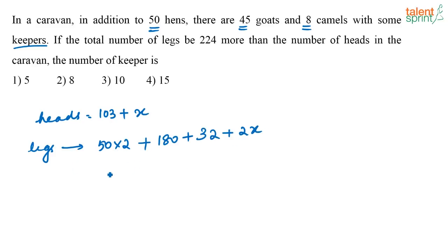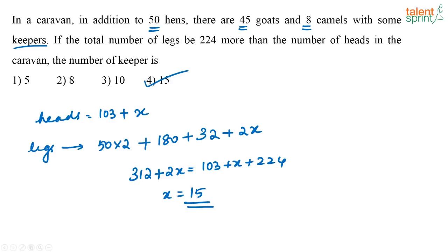So the total number of legs is 100 plus 180 plus 32 plus 2x, that is 100 plus 180 is 280, plus 32 is 312, plus 2x. Now what are they saying? This is equal to 103 plus x plus 224. So from this find out the value of x. When you solve, you get x is equal to 15.